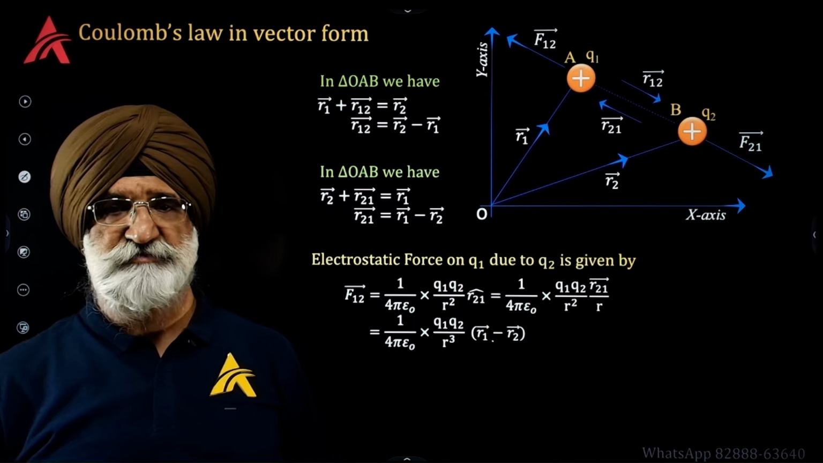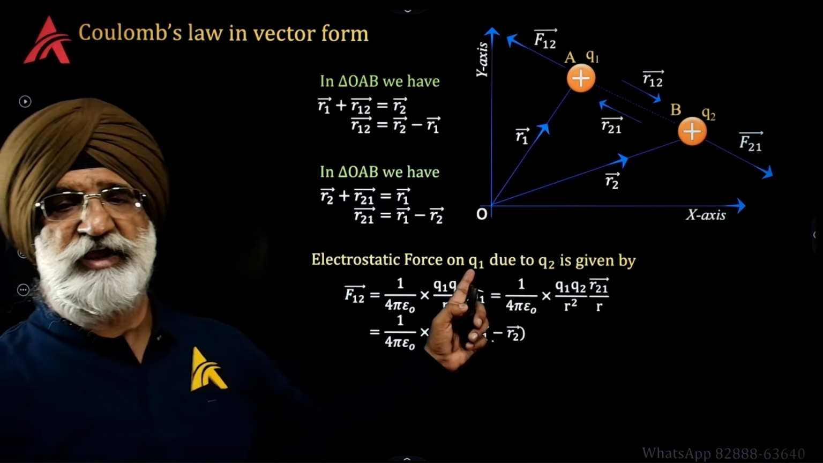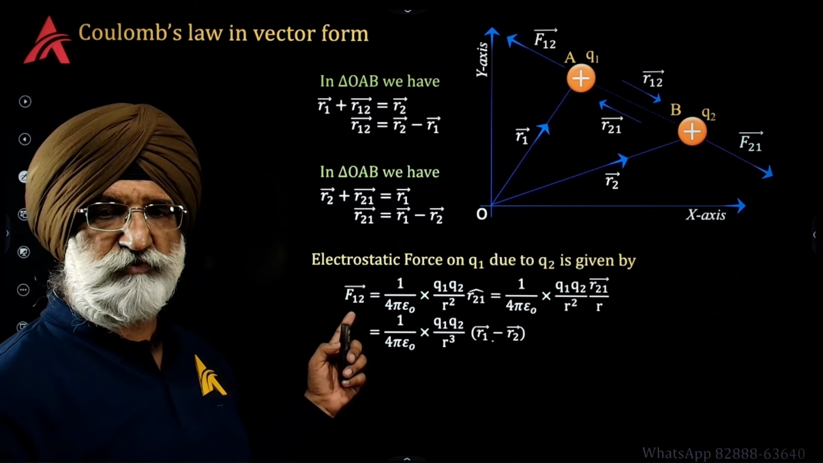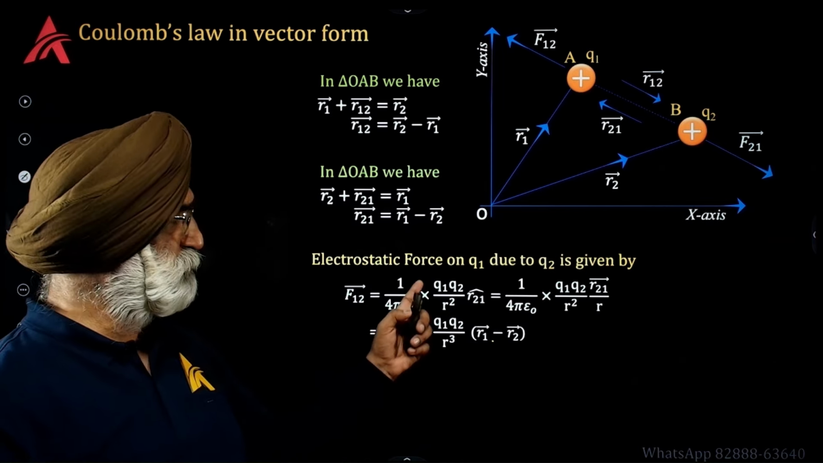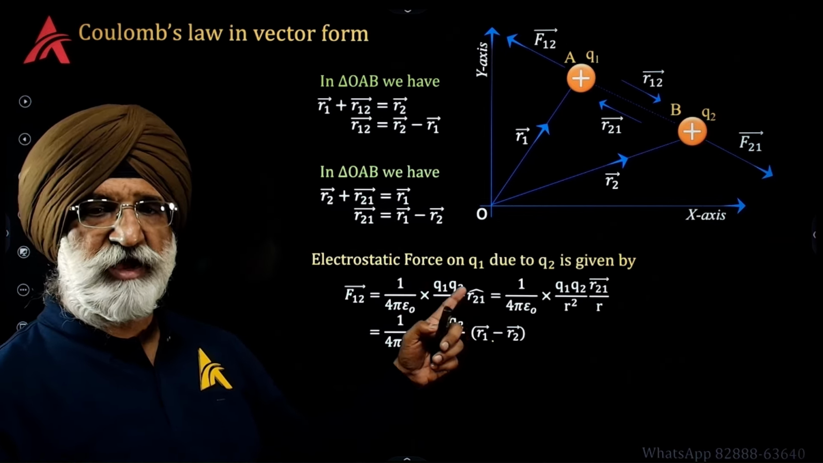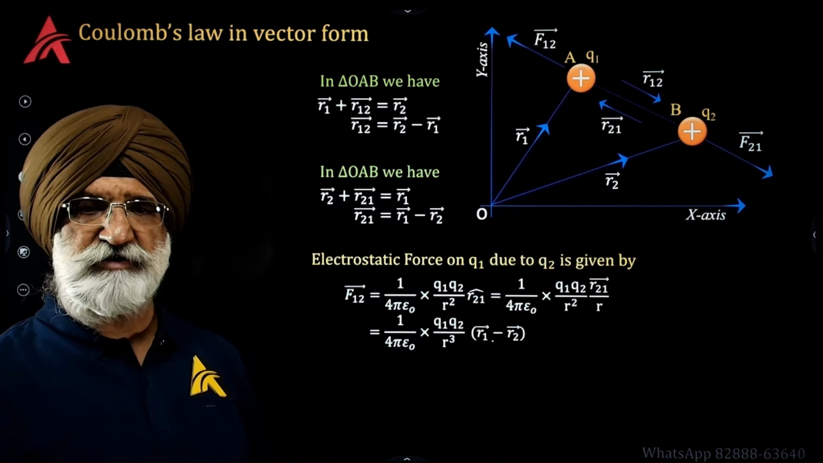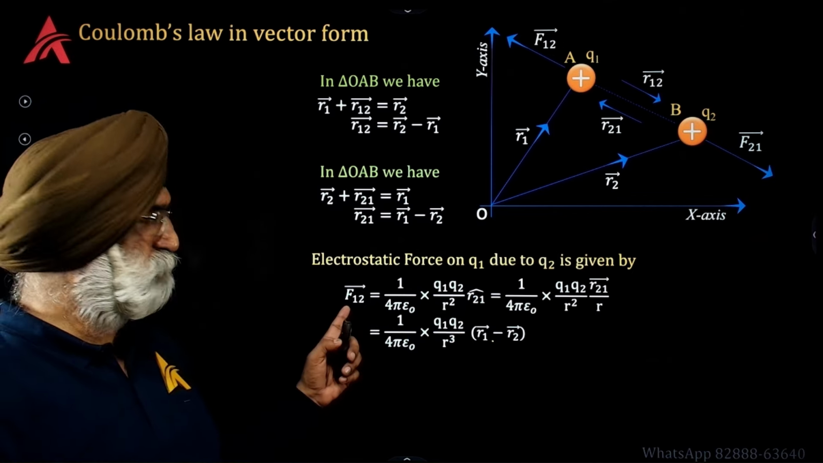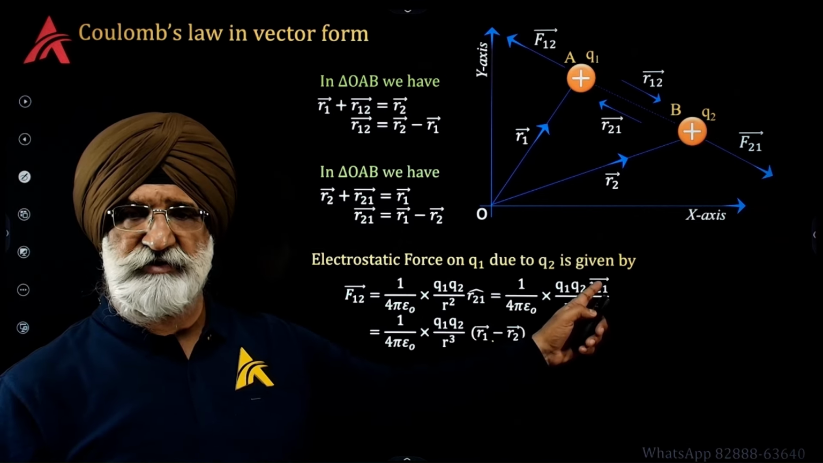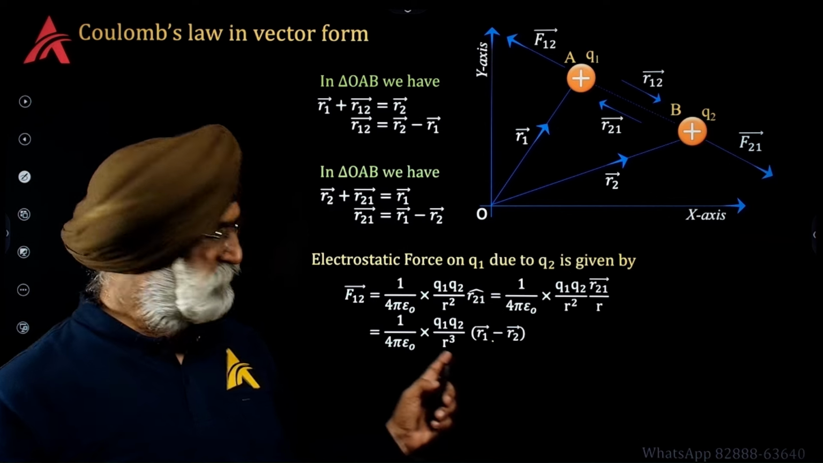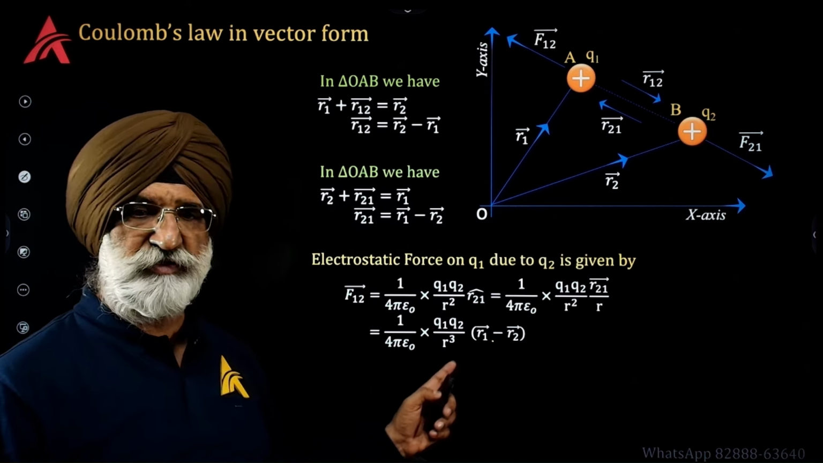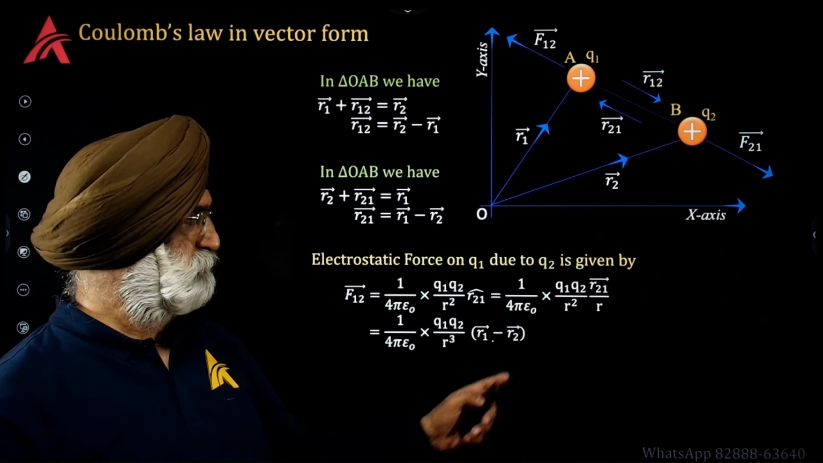Now we can take up the expression for the electrostatic force acting on charge Q1 due to charge Q2, that is F12, which is 1 upon 4 pi epsilon naught Q1 Q2 upon R square R21 cap. R21 cap is a unit vector pointing in the direction of F12. R21 cap can be written as R21 vector upon R. So here we will get 1 upon 4 pi epsilon naught Q1 Q2 upon R cube, R1 minus R2.